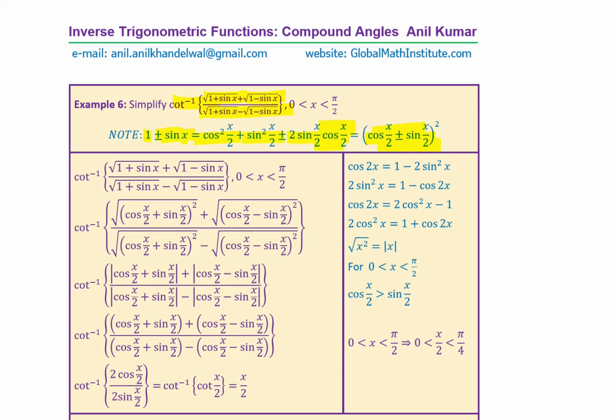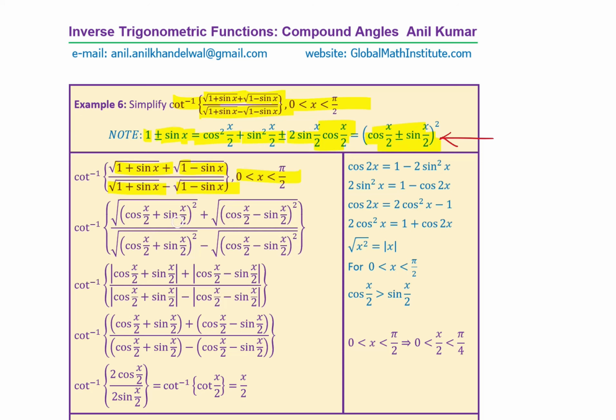So let's begin with this expression, square root of 1 plus sin x plus square root of 1 minus sin x over square root of 1 plus sin x minus square root of 1 minus sin x, all in square roots. We're working in the domain 0 to pi by 2. Now, as shown above, 1 plus sin x can be written as cos x by 2 plus sin x by 2 whole square, and 1 minus sin x will be cos x by 2 minus sin x by 2 whole square. Is that clear to you? So it's important to understand that we have used this derivation to simplify the expression 1 plus or minus sin x. Correct?